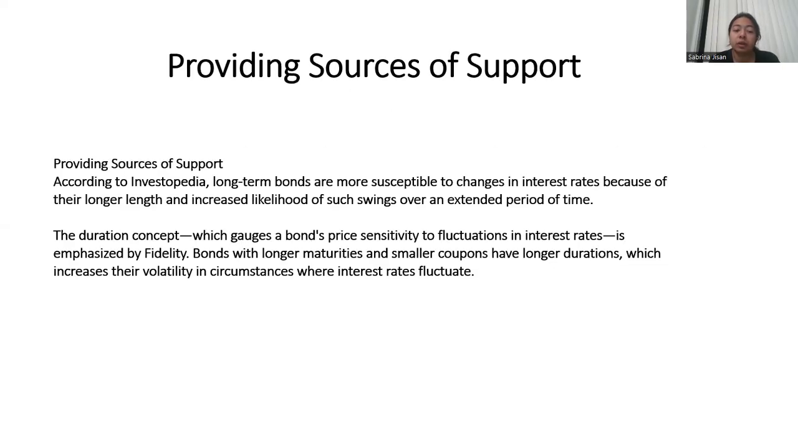Providing sources of support. Here I include two sources of support. According to Investopedia, long-term bonds are more susceptible to changes in interest rates because of their long length and the increased likelihood of such a swing over an extended period of time. The second one is the duration concept, which gauges a bond's price sensitivity to fluctuations in interest rates, emphasized by Fidelity. Bonds with longer maturities and smaller coupons have longer durations, which increases their volatility in circumstances in which interest rates fluctuate.